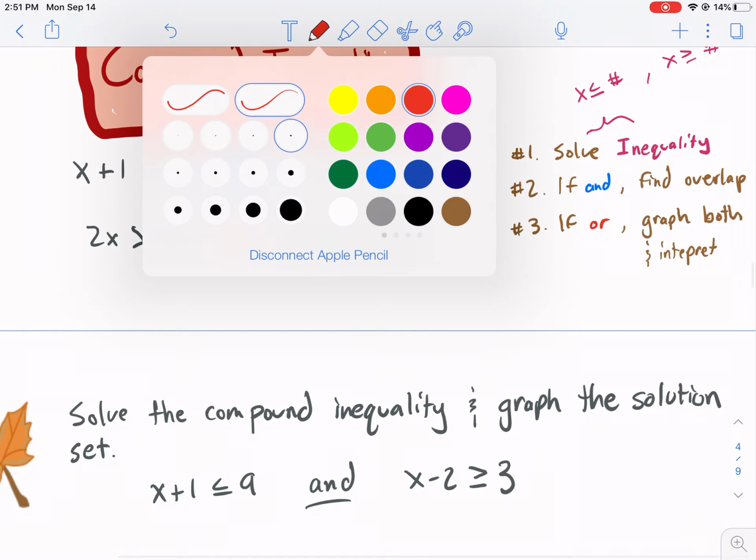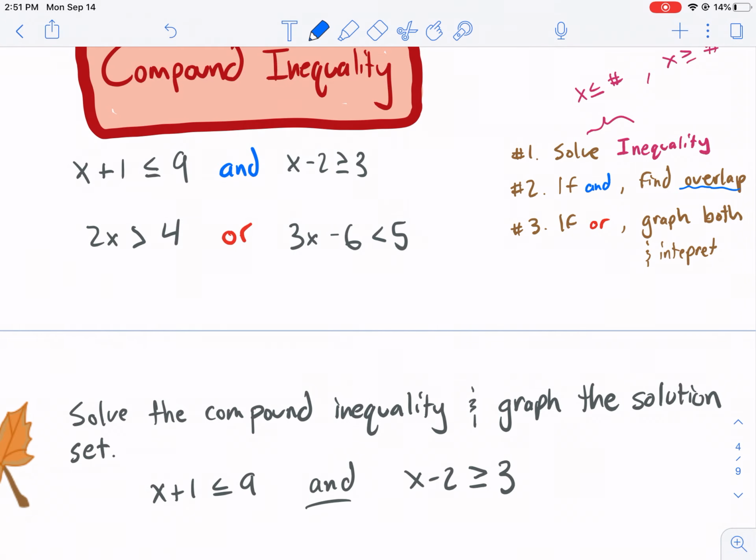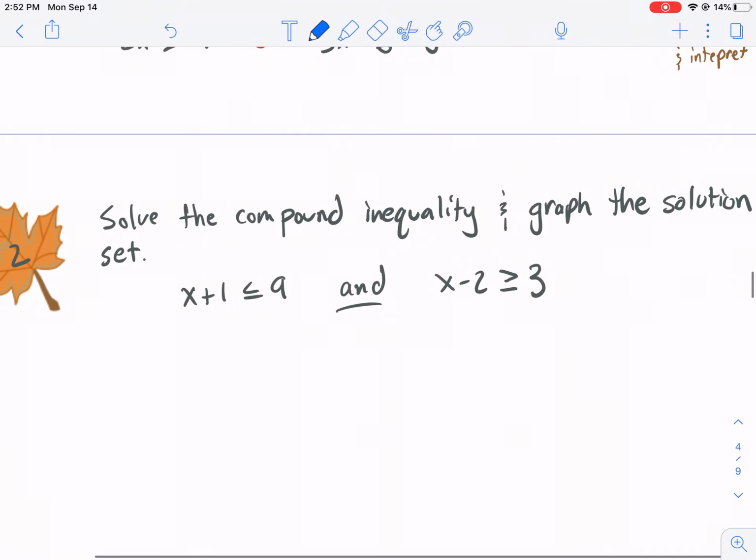Now, I want to clarify something real quick. I just thought of this. If we're talking about the overlap, sometimes you need to graph both and then you can see where the overlap is. So you need to graph both for both of these. But for number 3, most of the time you're going to be graphing both of them and leaving them, but you may need to interpret. Okay, we'll get into that in just a second.